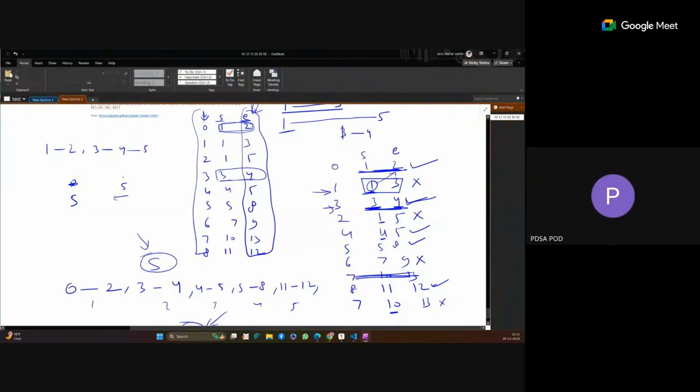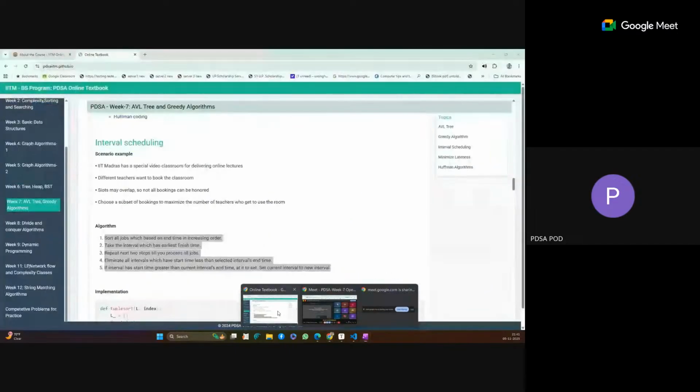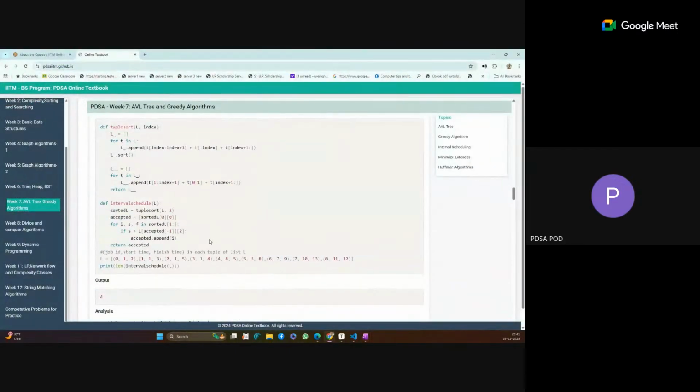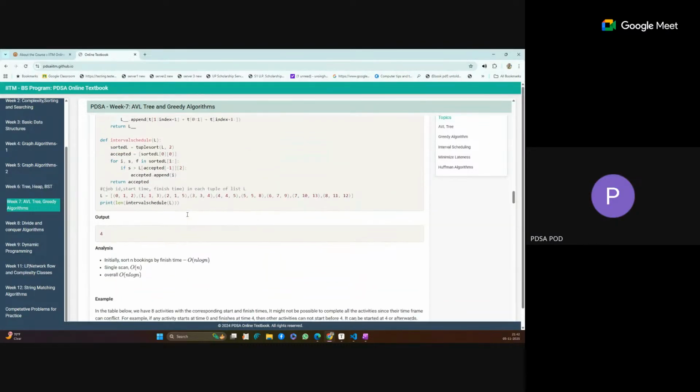This is finishing at 4. Now the next is starting at 4, so this is not overlapping. So this is the condition, and that is taken in the code also. If you see the code, that same condition is taken here. You can see this one accepted. So this is the thing.